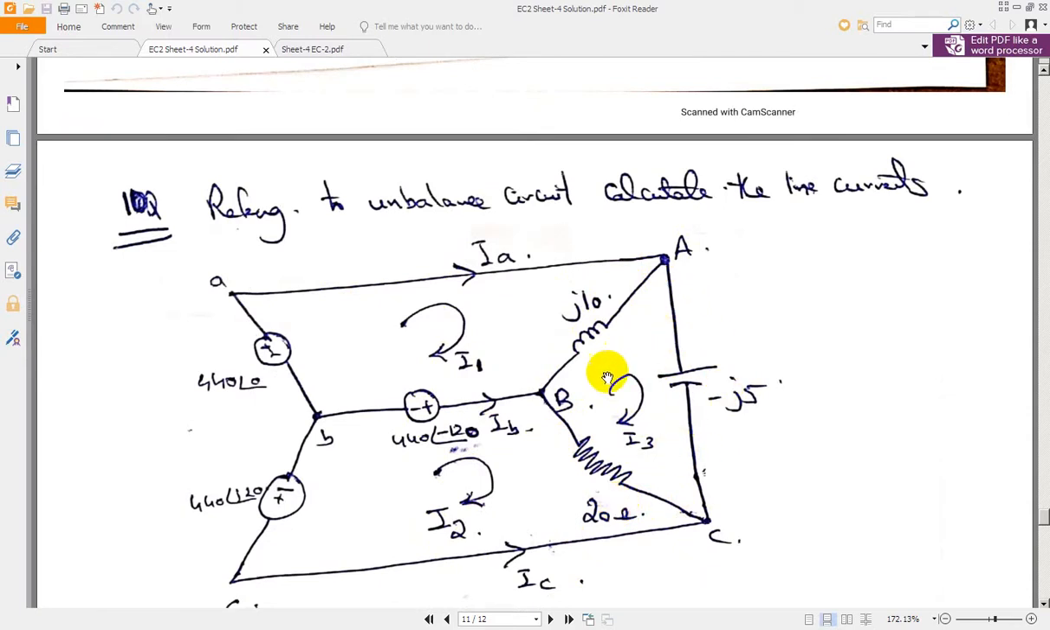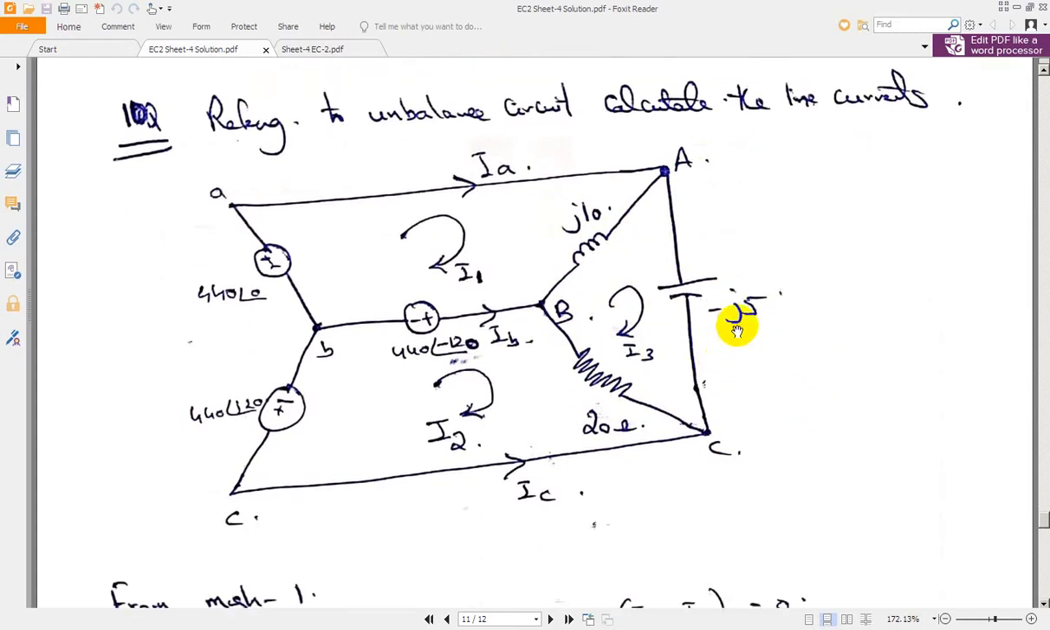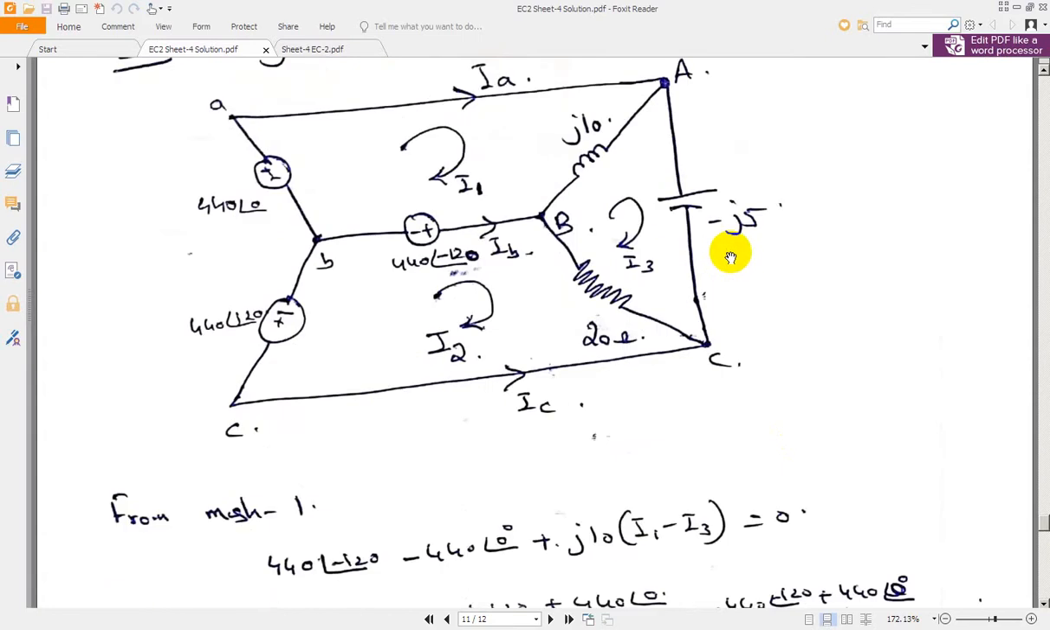Now in this condition, the value in the branch AB is J10, the value in the branch AC is minus J5, and the value in the branch BC is a 20 ohm resistance. All are different values, hence the system is an unbalanced circuit, unbalanced load. Under this condition, we will be applying network analysis. One of the best forms for these types of circuits is the mesh analysis.